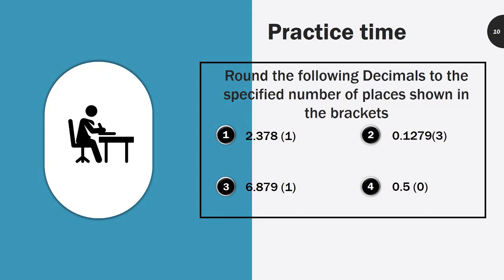Okay, so hopefully you were able to get some success there with these questions. So let's go through the answers. So the first one here, it says to round to 1 decimal place. So I count 1 decimal place and then I draw my line, okay?